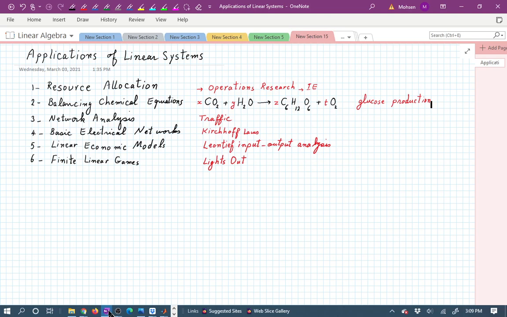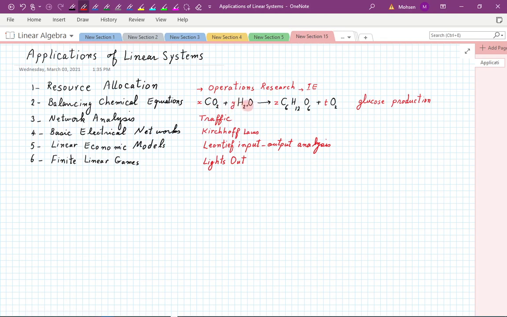Next, balancing chemical equations. This one you remember from high school, perhaps your chemistry classes. Here I've written an example. If you combine CO2 and water, you get C6H12O6, that's glucose, and O2, which is, of course, oxygen. What we want is to be a perfect chef. We are cooking these things and producing those, and we want not to have any waste left. We don't want to waste anything.